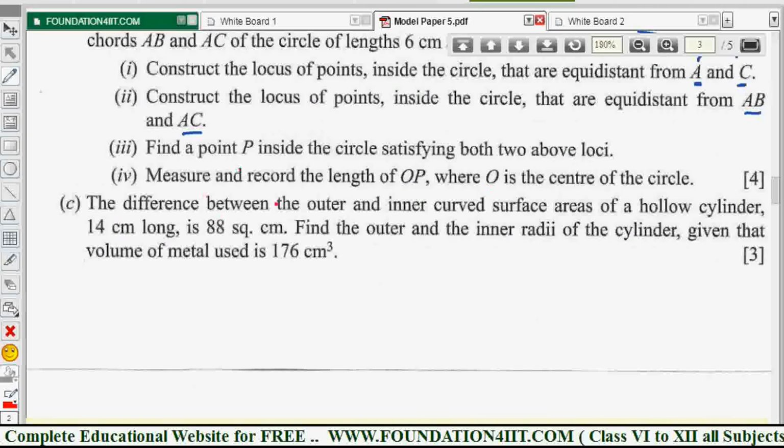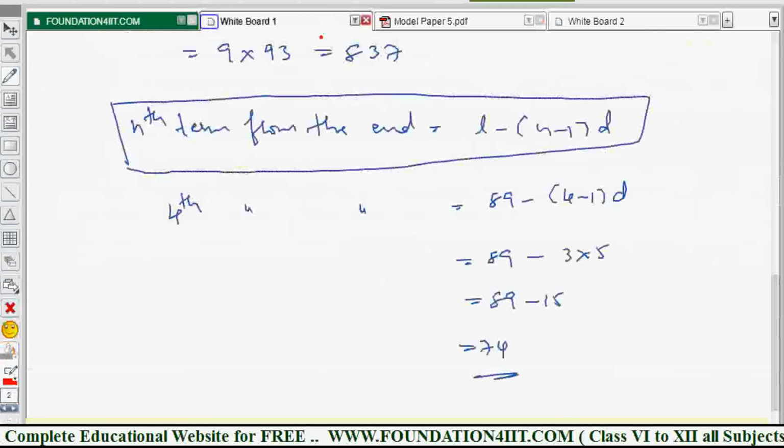Here, the difference between the outer and inner curved surface areas of a hollow cylinder, 14 centimeters long, is 88 square centimeters. The difference is given. Find the outer and inner radius of the cylinder, given that the volume of the metal used is 176 cubic centimeters. Let us take the inner and outer radius as small r and capital R. Let's solve the problem. Take the given data first.